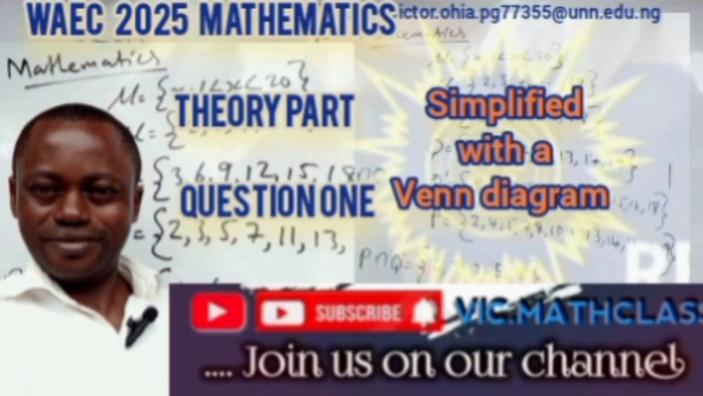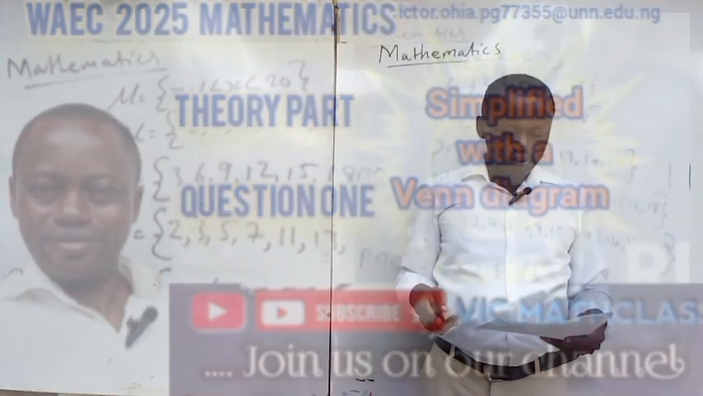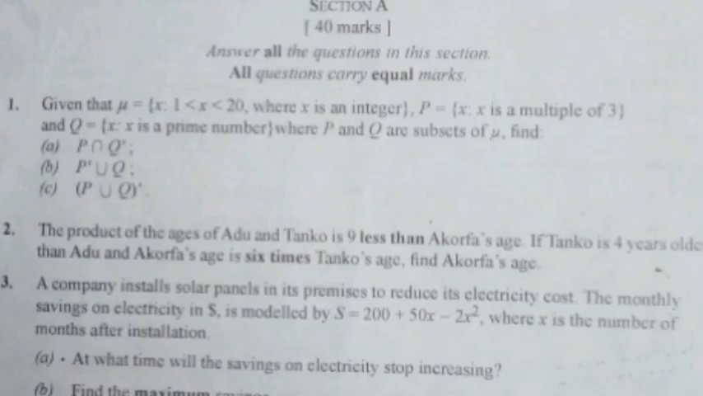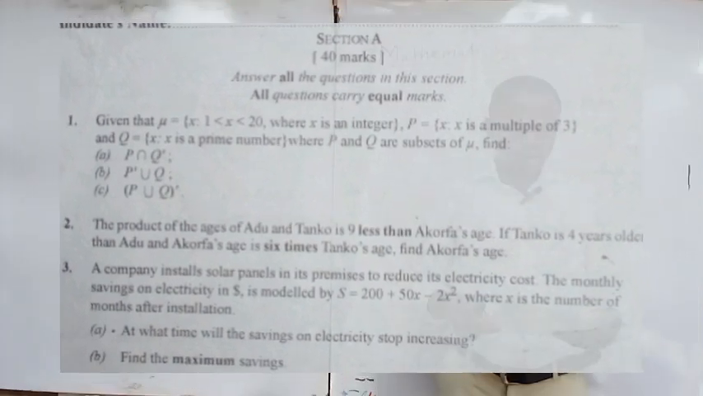The second question here says the product of the ages of Adu and Tanko is 9 less than Akofa's age. If Tanko is 4 years older than Adu and Akofa's age is 6 times Tanko's age, find Akofa's age.